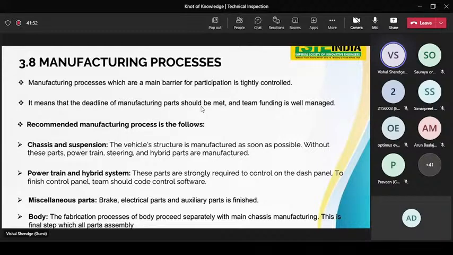Miscellaneous parts, brakes, electrical parts, and auxiliary parts are finished. Body: the fabrication process of the body proceeds separately from the main chassis manufacturing. This is the final step, in which all parts are assembled.